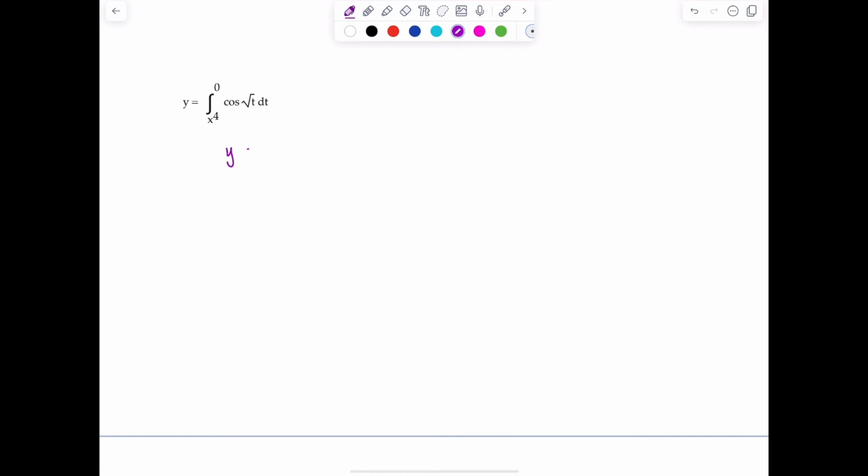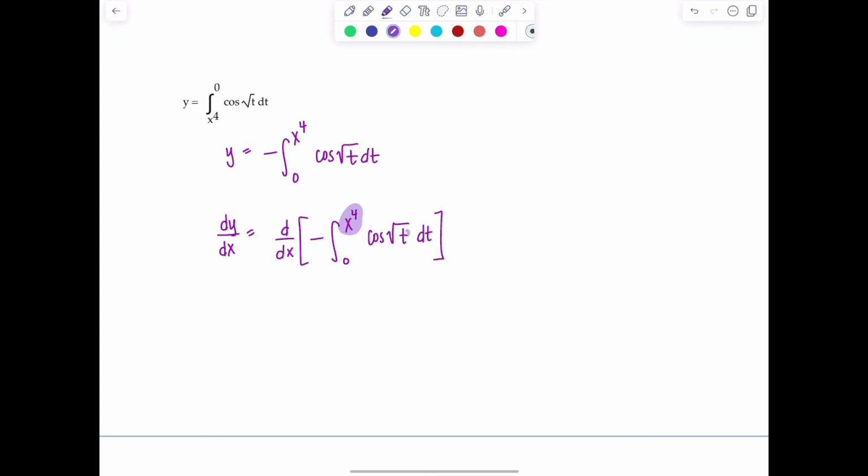And when we do that, it changes the sign of our integral. So we have negative integral from 0 to x to the 4th of cosine of the square root of t dt. Okay, now let's differentiate with respect to x. So the derivative with respect to x of negative integral from 0 to x to the 4th of cosine of the square root of t dt. Substitute in x to the 4th for t. Keep the negative. So we have cosine of the square root of x to the 4th, and then use the chain rule, multiply by the derivative of x to the 4th.